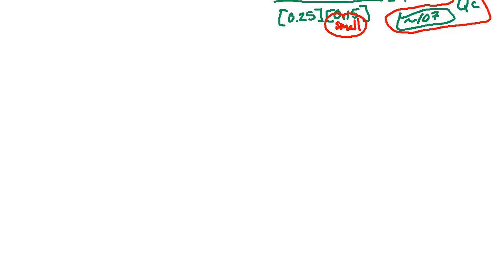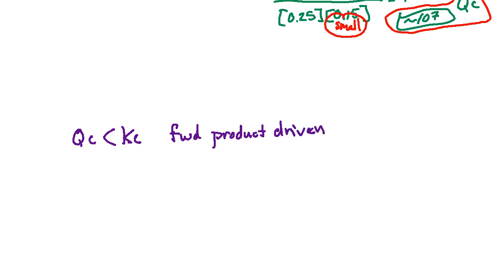So what happens if Qc is going to be less than Kc? Well, in a case like that, we would favor a forward, product-driven reaction. If you think about what this is saying, Qc is too low, it's too tiny. That numerator, where the product is, needs to get larger in order for it to hit what Kc should be. So therefore we need to move forward, we need to drive towards the products. This all relates back to Le Chatelier's principle as far as driving back and forth.